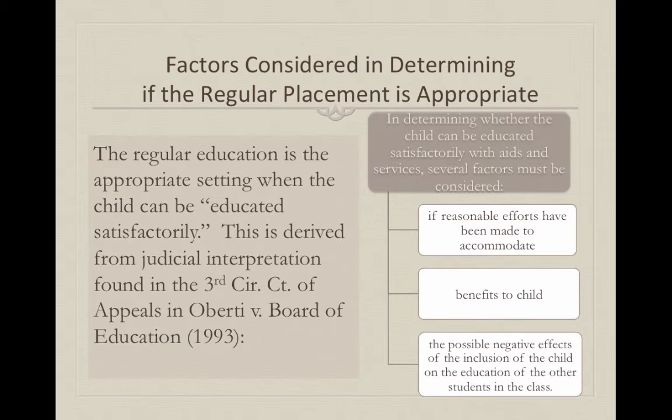And the Third Circuit Court in the Oberti case helped us to define least restrictive environment and told us that when you determine whether or not a child can be educated satisfactorily with aids and services, we must consider if reasonable efforts have been made to accommodate this child, if the child does benefit, but we also have to look at whether or not there are any negative effects of including this child on other children in the classroom. So these are important factors to consider.